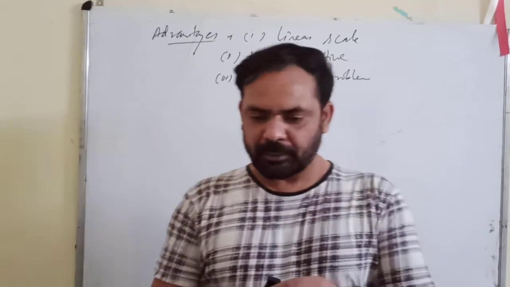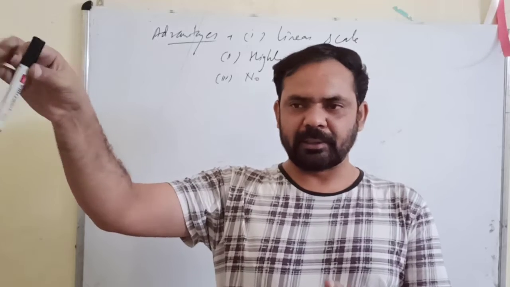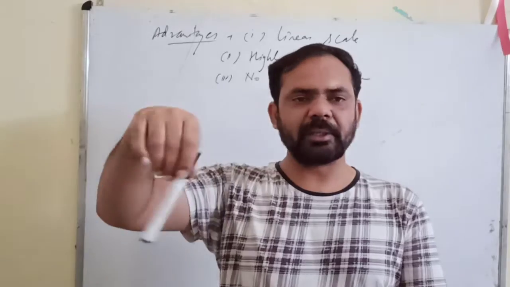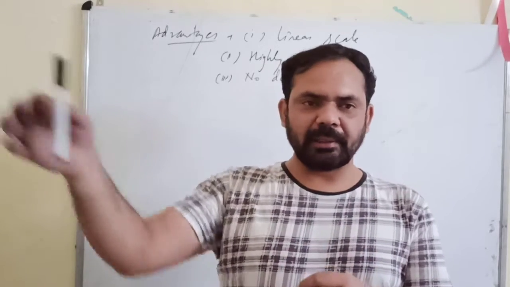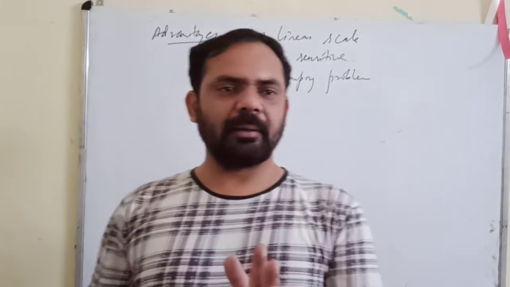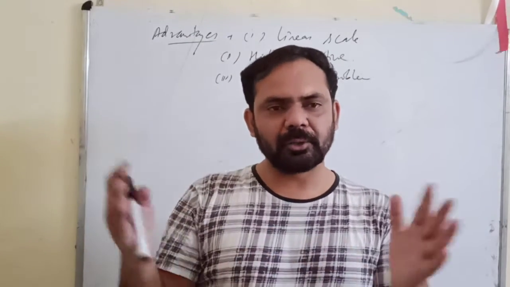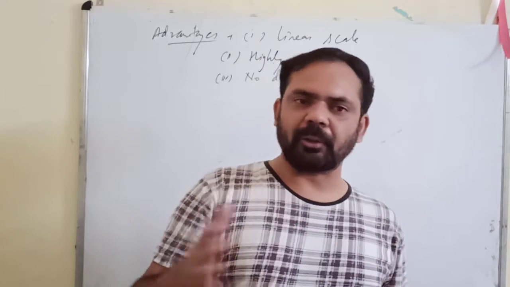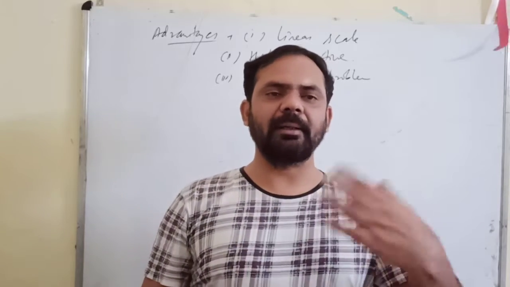Damping problem means what? Suppose you have a pendulum and you take it to one end and you release it. Then it moves like this. Slowly and gradually its amplitude goes on decreasing and finally it stops. It will not stop instantly. It means that it will take some time to damp its oscillation. Damp means to decrease the oscillation. That is called the damping problem.